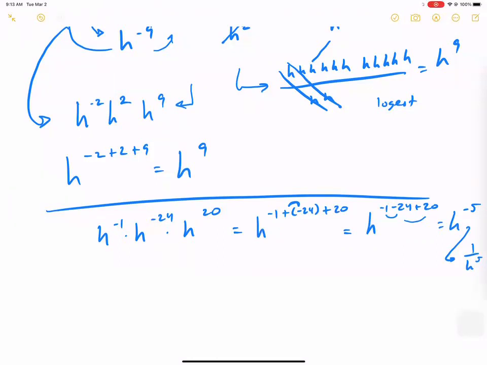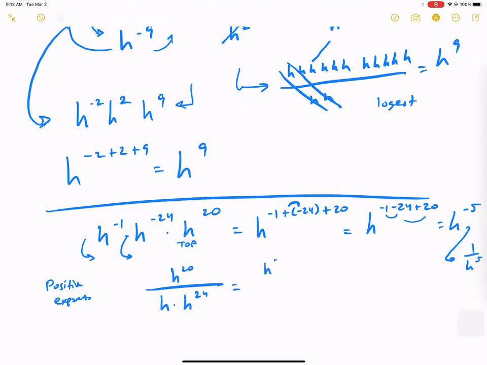The other method, making everyone positive exponents. Well, you're on the bottom because negative exponent means you're on the other side of the fraction, but you're staying on top. So h to the 20 on top over h to the 1 times h to the 24.